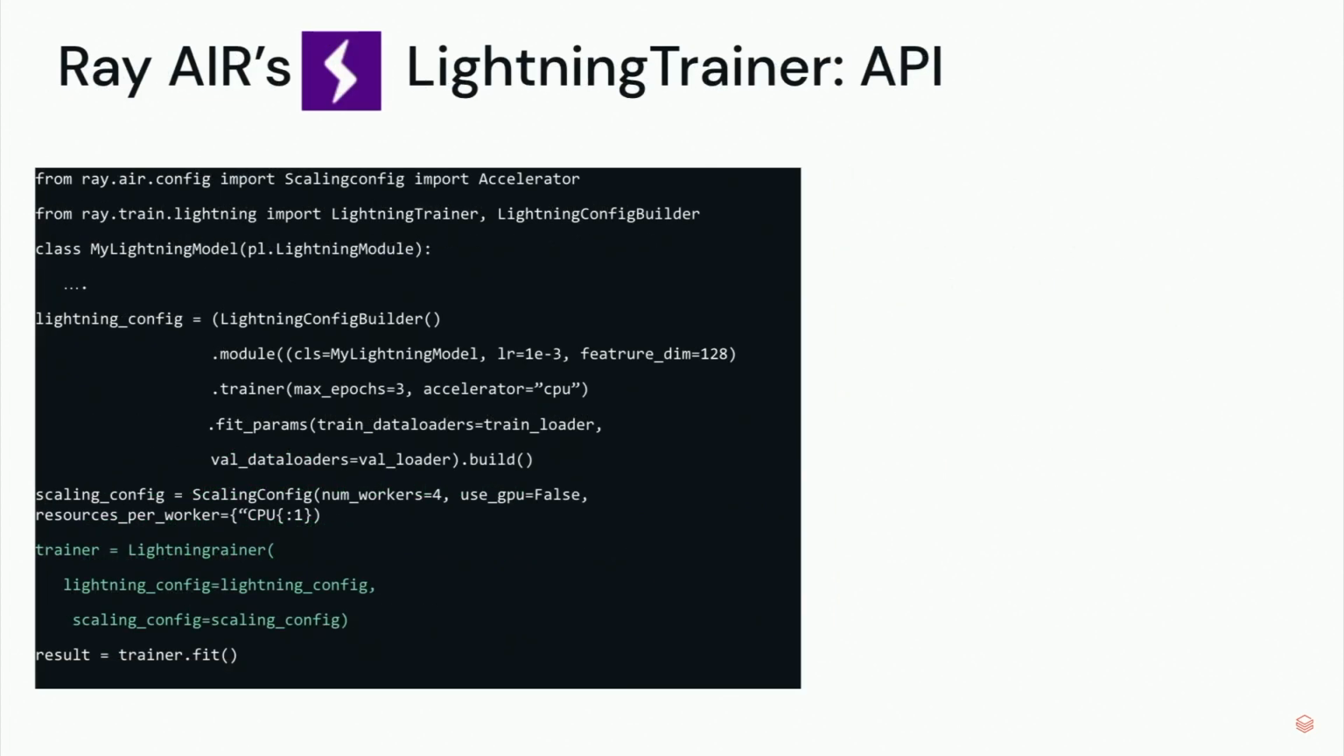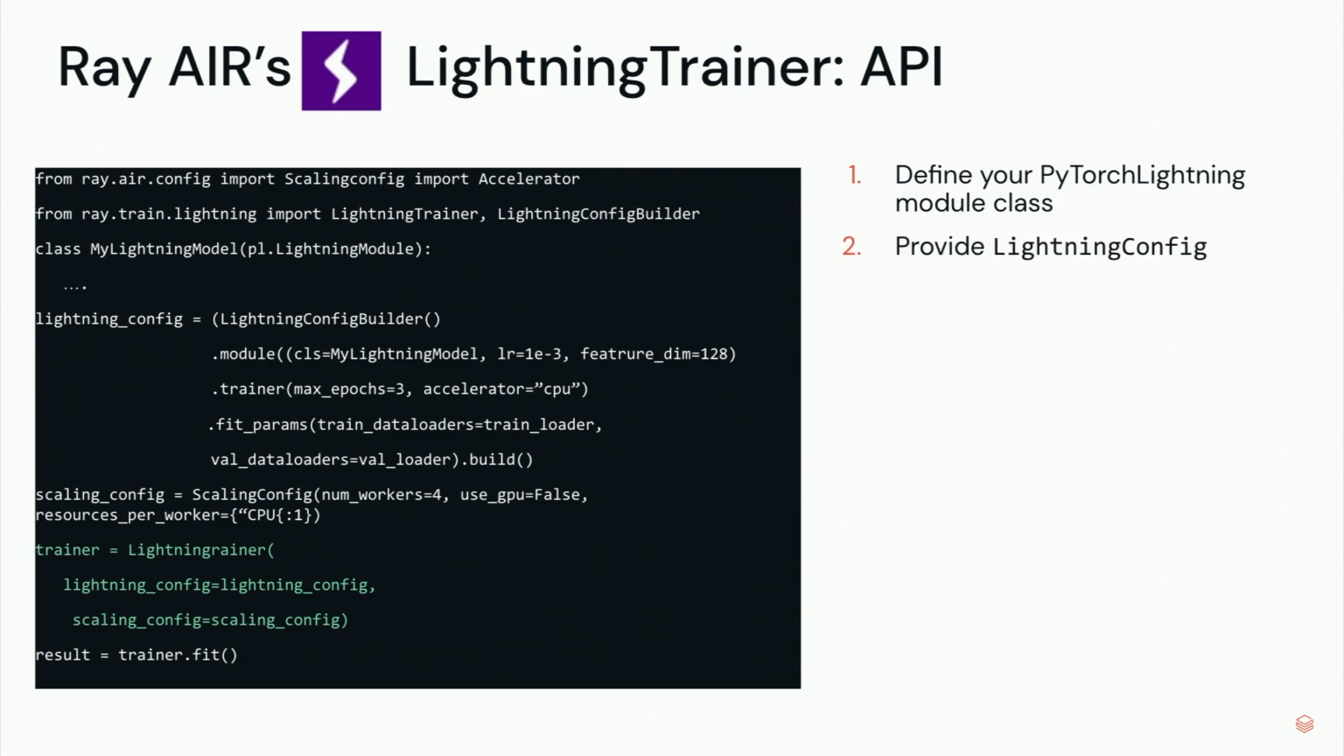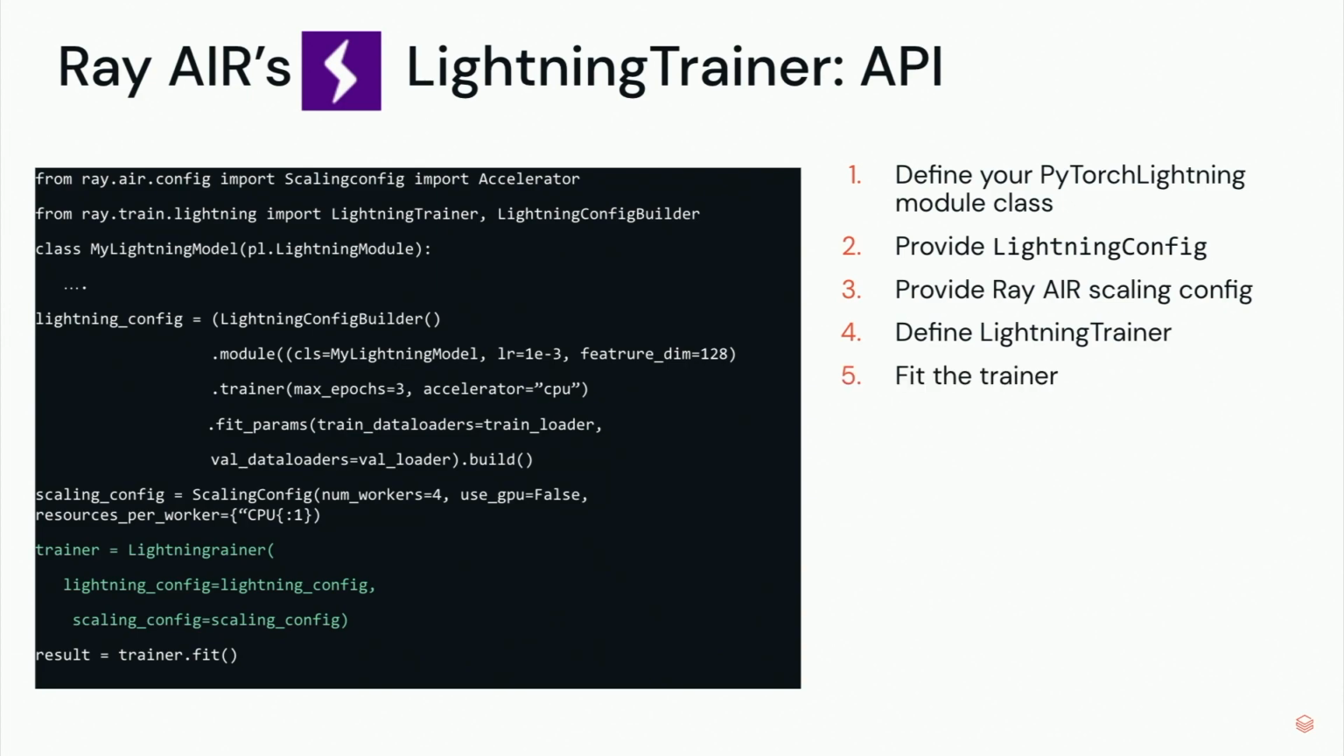And for the PyTorch Lightning, we provide another integration, which works in a very similar way. So you can define your PyTorch Lightning module. Then you provide the Lightning config, which is a Ray Air abstraction, which allows us to basically determine how the module should be run on the cluster. We provide the scaling config, so you can notice the scaling config is a common abstraction between the different trainers that we support. And aside from LLM trainers, we also have scikit-learn trainers, XGBoost trainers, all the best libraries and tools for machine learning. You define the Ray Air Lightning trainer, and then you just need to fit the trainer.